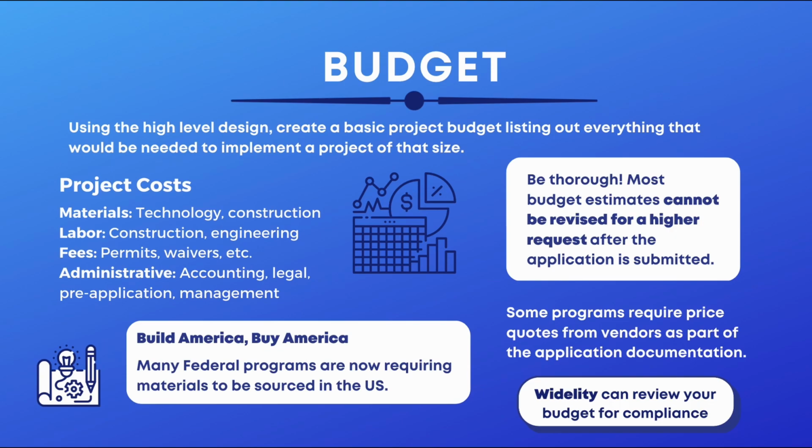You cannot request more funds after an application has been submitted. Any costs not accounted for in your original budget will need to be paid for out of pocket. Another important note, many federal programs require that materials be sourced here in the United States and meet the Build America, Buy America requirements. Keep this in mind as you are picking your vendors and getting quotes to build your budget.